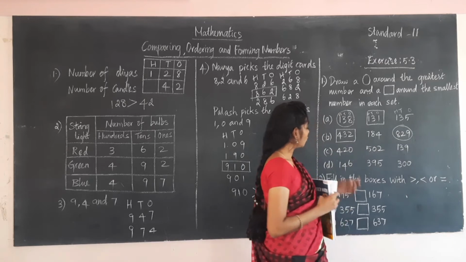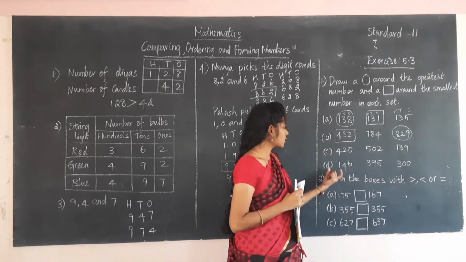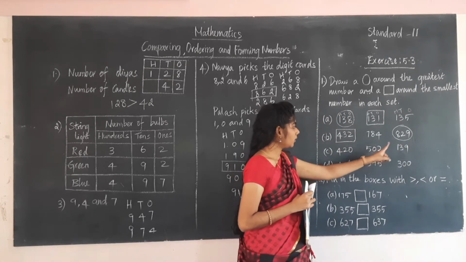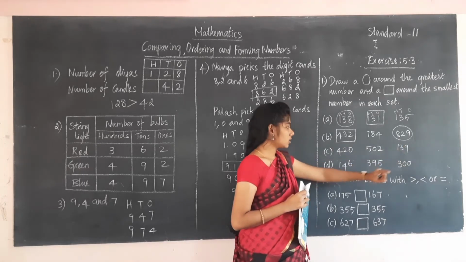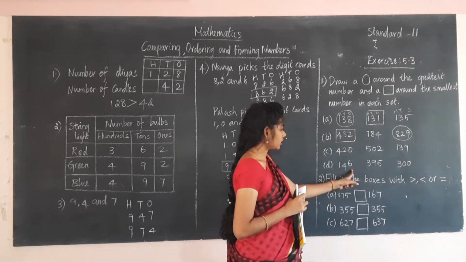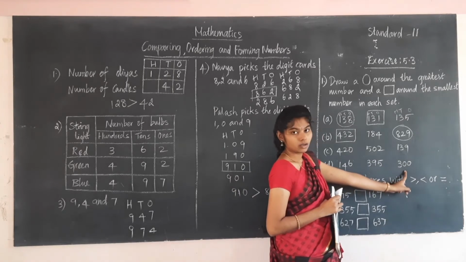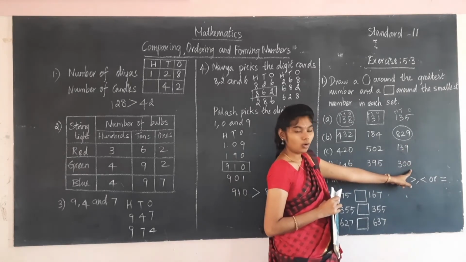And the remaining two problems you are going to do as your homework sum. 420, 502, 139. Take this one as homework. 146, 395, 300. So do these two problems as your homework sum.